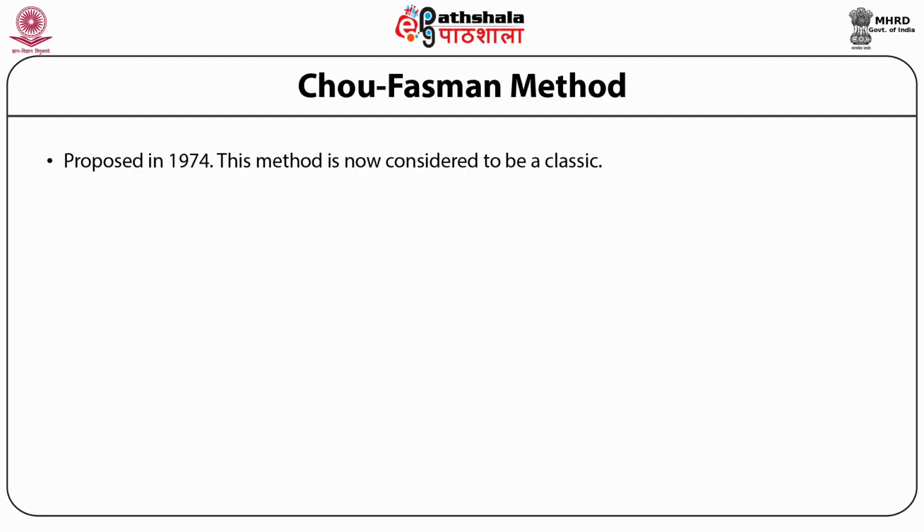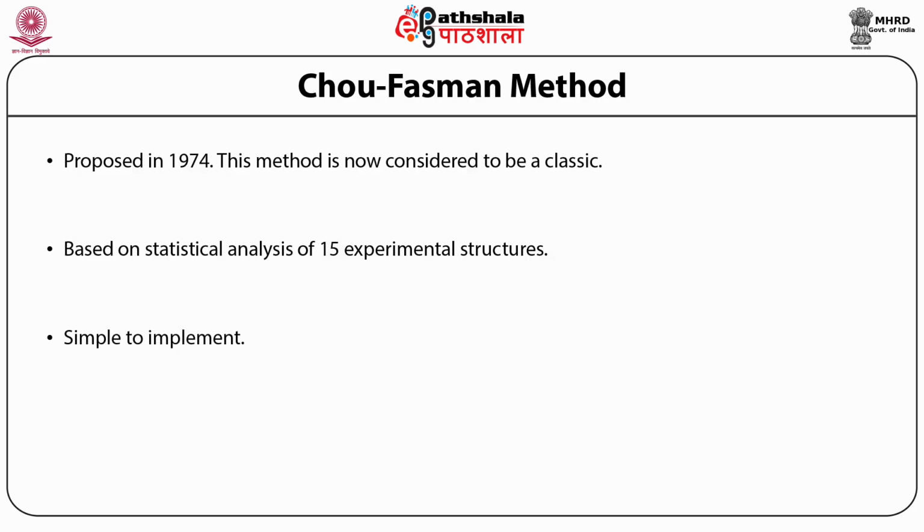What Chou and Fasman did is that they took 15 proteins, not a very large number, with known experimental structures. From there, they defined certain rules of secondary structure, which they then applied to unknown sequences. This method is extremely simple to implement, and it would be good practice for a student to write a basic computer program for the Chou-Fasman algorithm as a do-it-yourself secondary structure prediction method.